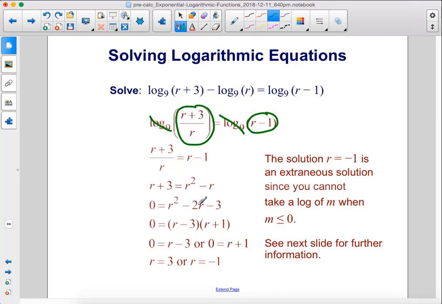Then we can go ahead and solve, so we can factor, and we get two solutions, r equals 3 or r equals negative 1. However, the solution negative 1 is extraneous, since you cannot take a log of m when m is less than or equal to 0. So we can't take a log of a negative number.